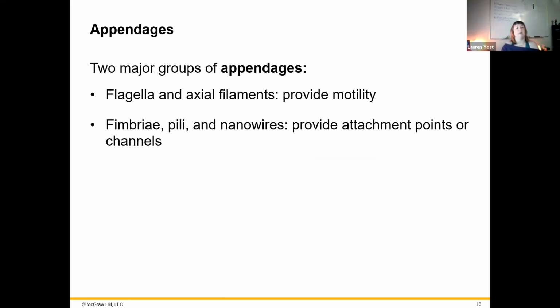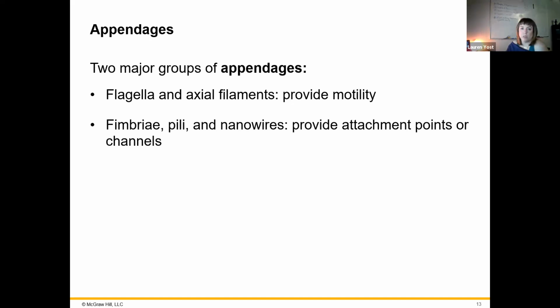Bacteria can also have appendages. The two major groups are going to be the ones that provide motility and the ones that are going to be for attachment or channels. The ones that are involved in motility are going to be flagella and axial filaments. Axial filaments are actually inside of the cell, like a spiral within the cell, and it can allow the cell to twist and move around that way.